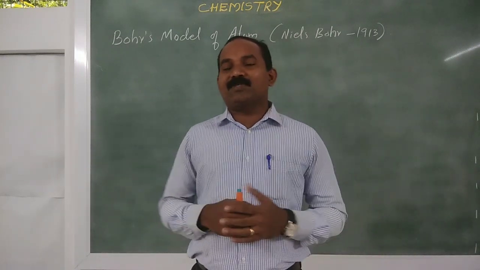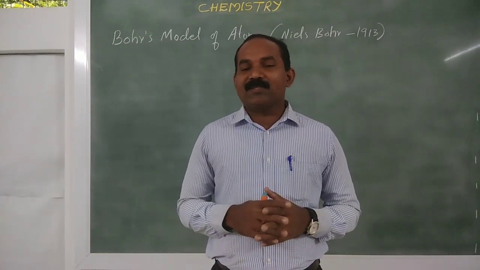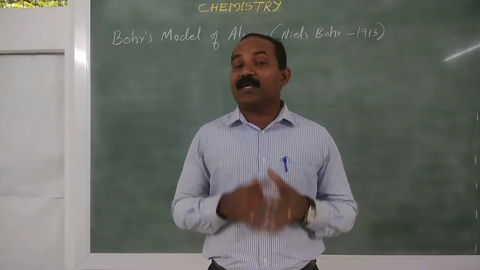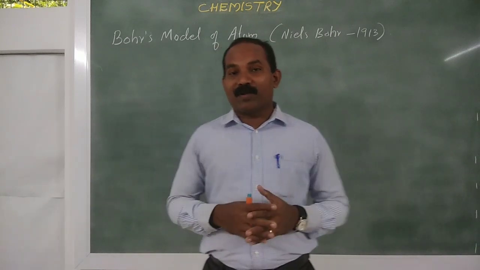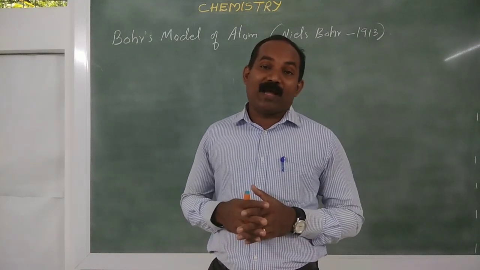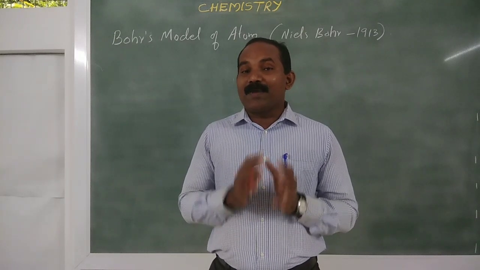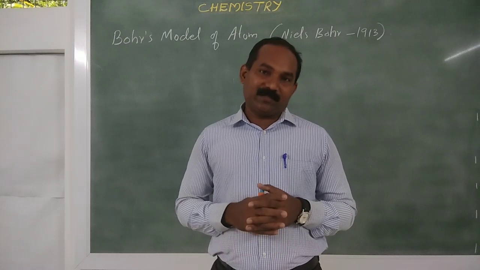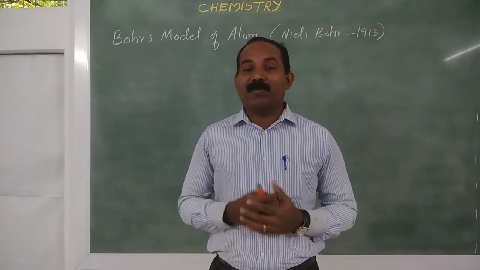As we have seen in the J.J. Thomson plum pudding model, the positive charge is uniformly distributed and electrons are embedded. This model was modified by Rutherford. Rutherford proposed a planetary model of atom, in which the positive nucleus, with all the mass and positive charge, is concentrated at the center of the atom, called the nucleus. And the electrons are revolving around it.